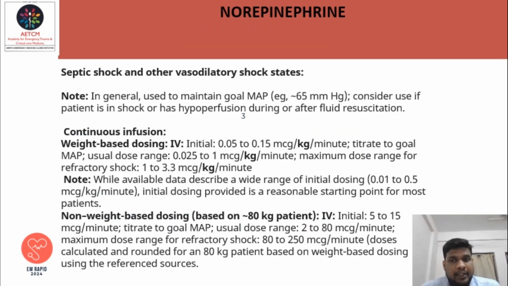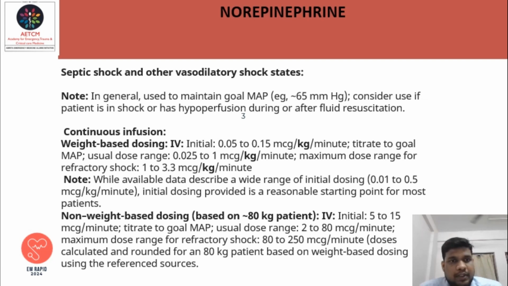Coming to indications of norepinephrine, the most important one is septic shock and other vasodilatory shock states. In general, it is used to maintain a goal MAP of more than 65 millimeters of mercury, and consider use if the patient is in shock or has hypoperfusion during or after fluid resuscitation.